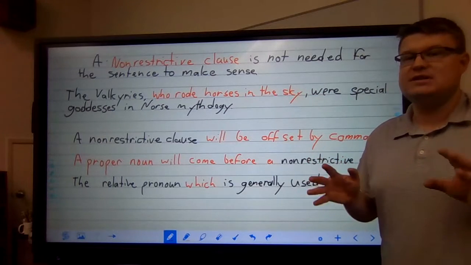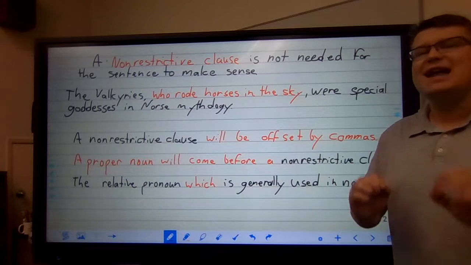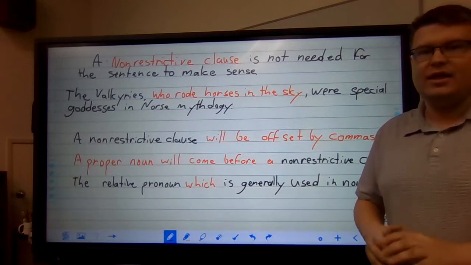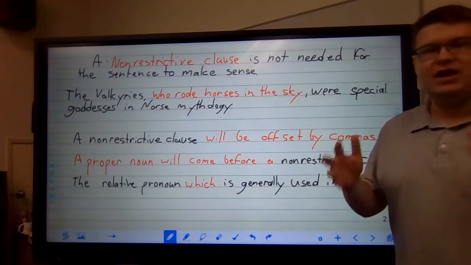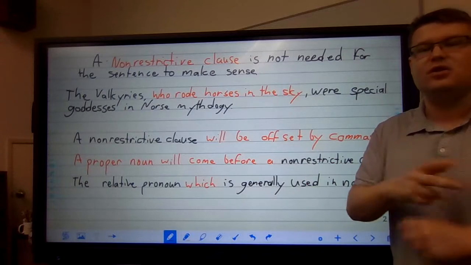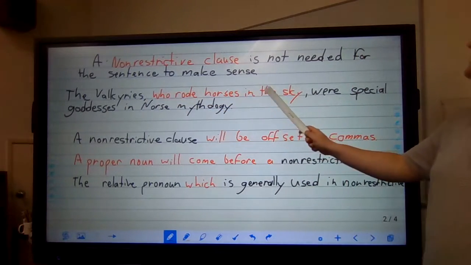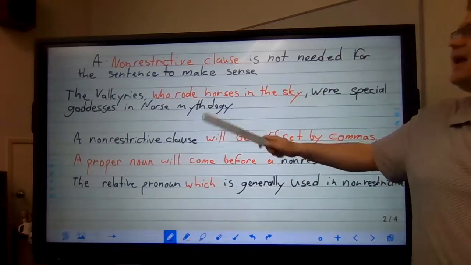A non-restrictive clause is not needed for the sentence to make sense. The sentence is not restricted into using this clause. Here is an example sentence that uses a non-restrictive clause. The Valkyries, who rode horses in the sky, were special goddesses in Norse mythology.